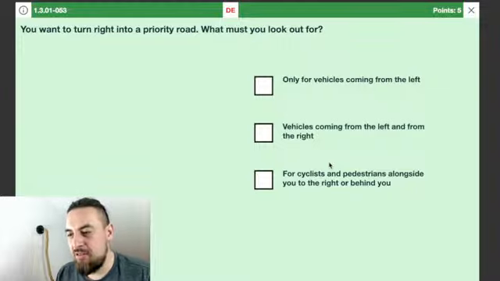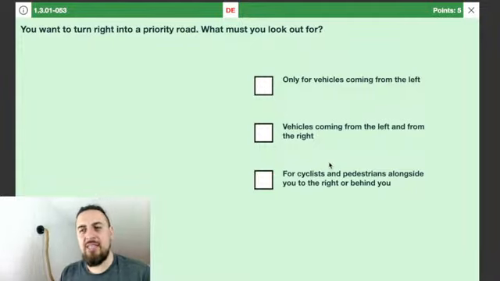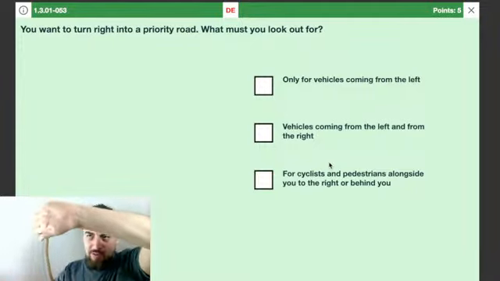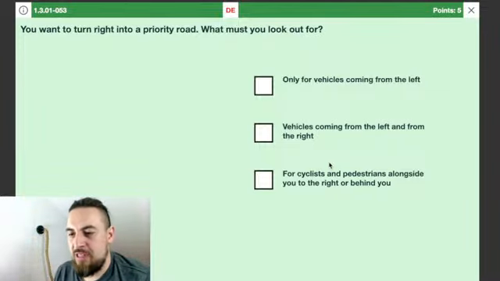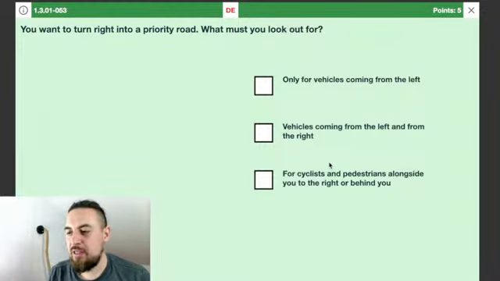What must you look out for? So you want to turn right. We can imagine there is the priority road. We are coming towards this, and from your perspective, it's like this. And then you turn right. So you want to turn right into a priority road.